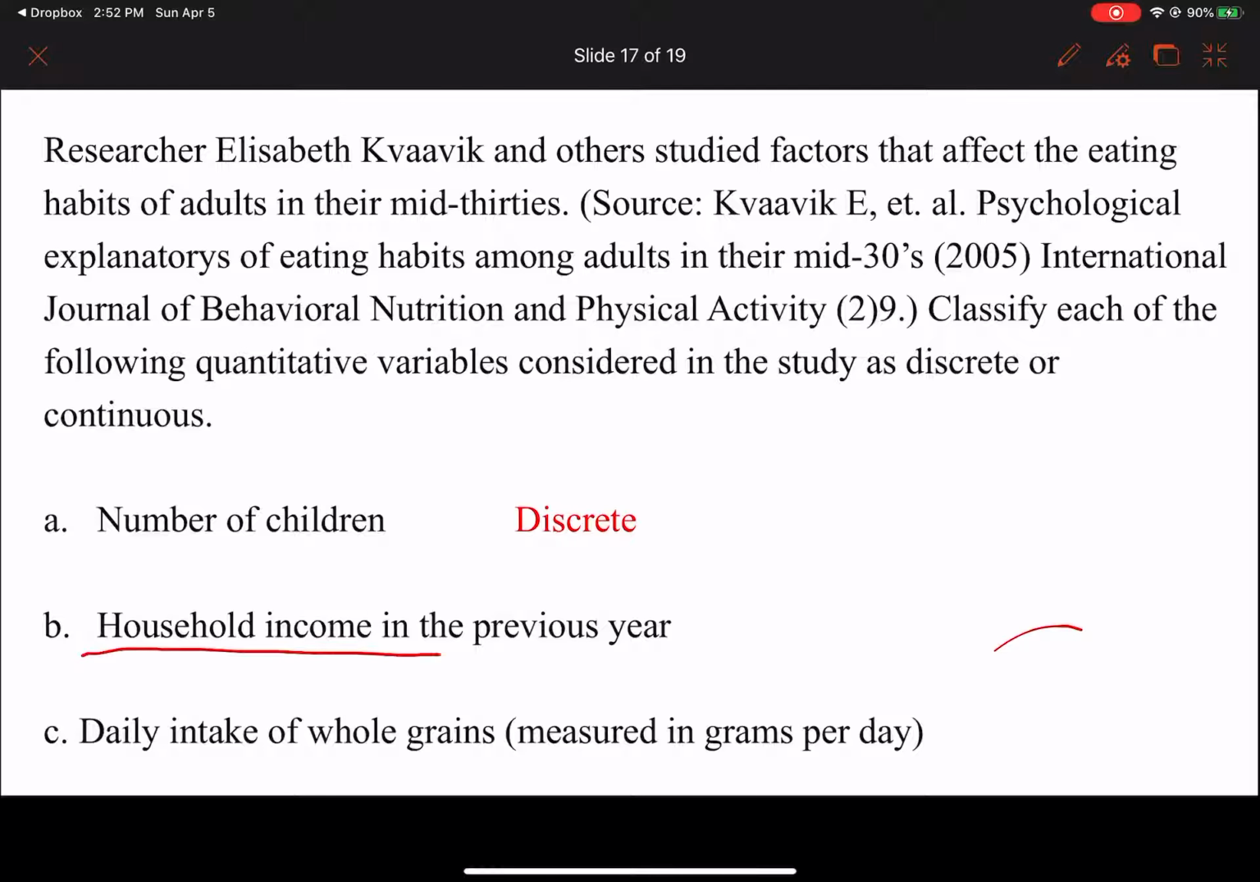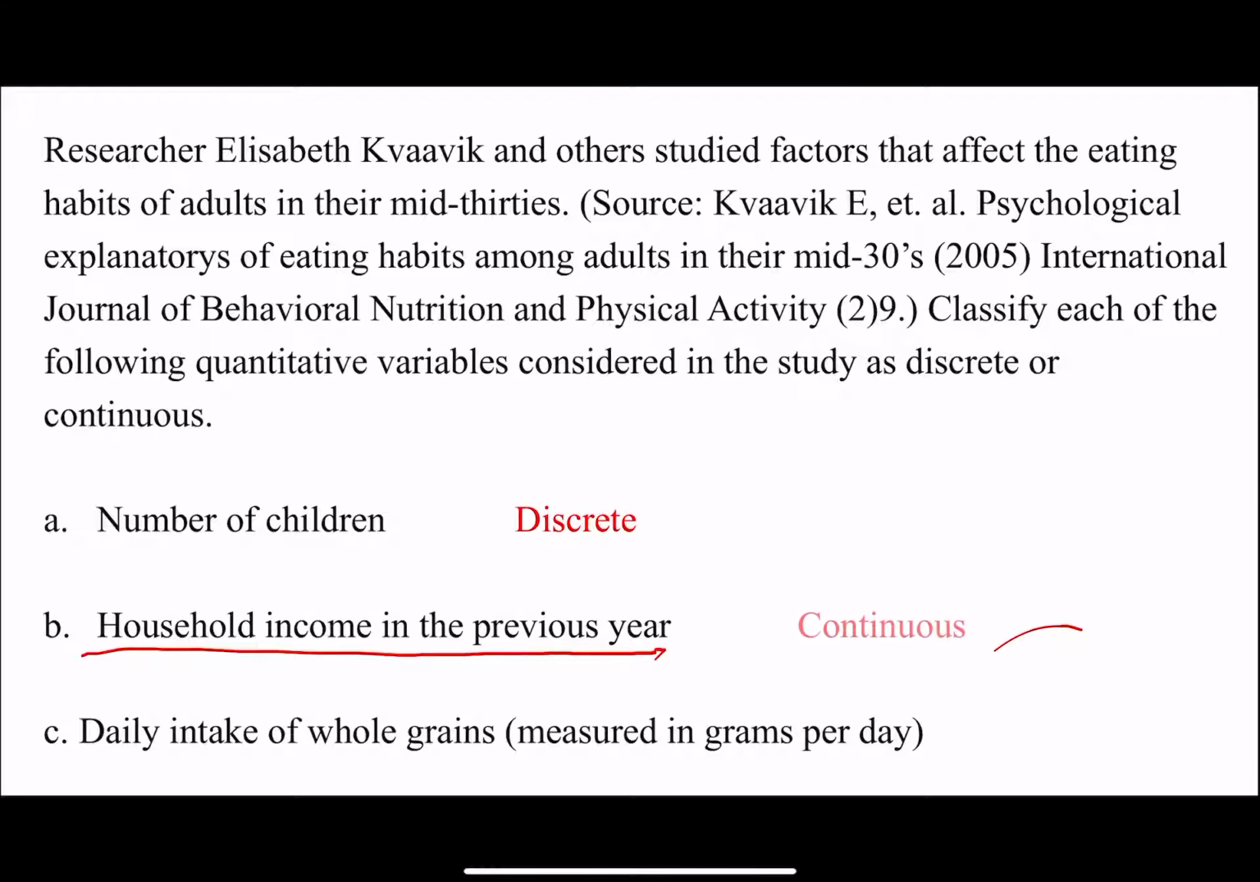Household income the previous year, this one's a weird one. I say it's continuous because you had to make every dollar in between. If somebody works an hour and 15 minutes, it's a different amount of money than if they work an hour. Daily intake of whole grains measured in grams per day is also continuous because you're going to have to eat everything in between. You don't just eat 1 gram and then 2 grams. I mean, I guess you kind of do, but it's kind of shaky. Like I already said, length of hair, height somebody reaches, distance driven, things like that would be continuous, not lifting your pencil on a graph.